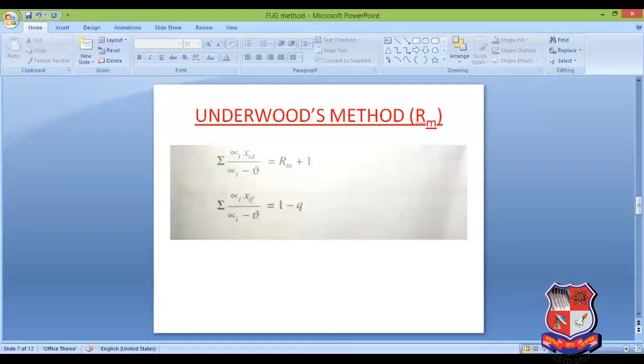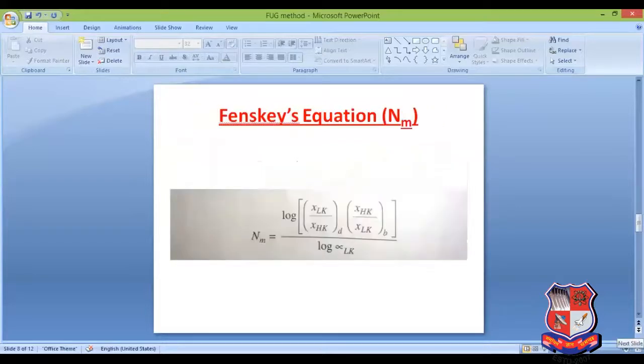Once you determine your vega, you have to apply the second equation: sigma of xi into xid upon alpha i minus vega is equal to Rm plus 1. So alpha i, you know; xid is the mole fraction of the ith component in the distillate; vega, you know, is a constant with an arbitrary value; and Rm is the minimum reflux ratio. So you can determine Rm. Now we move to Fenske's equation, right?